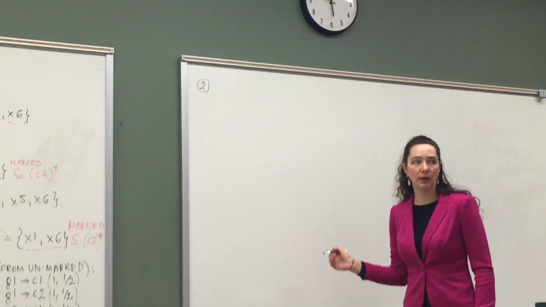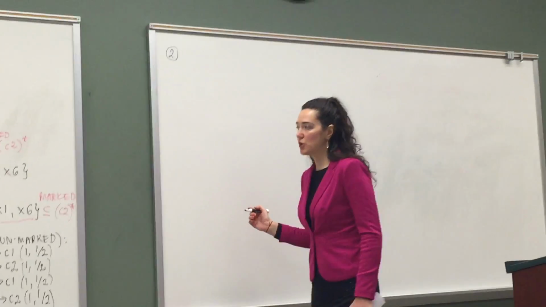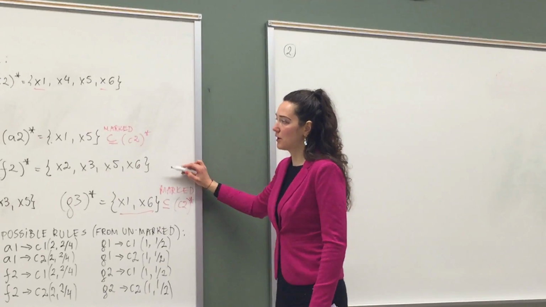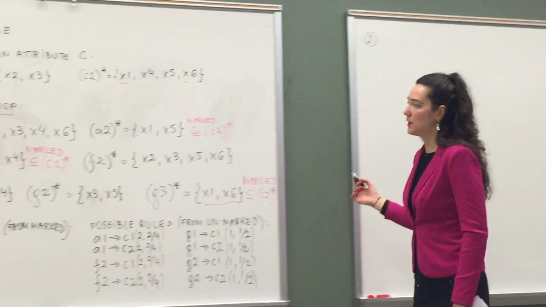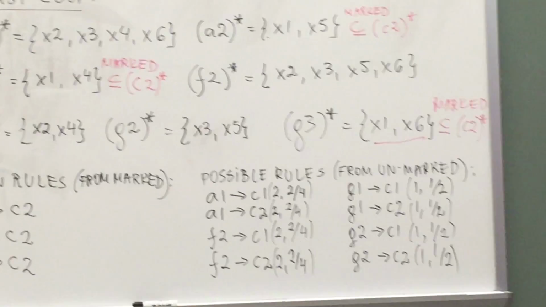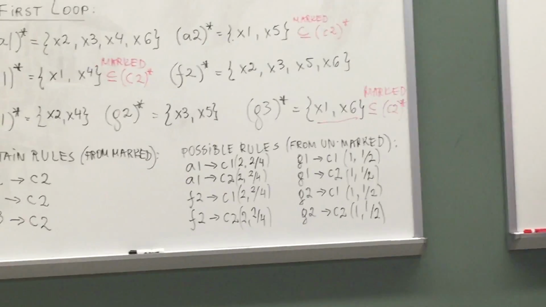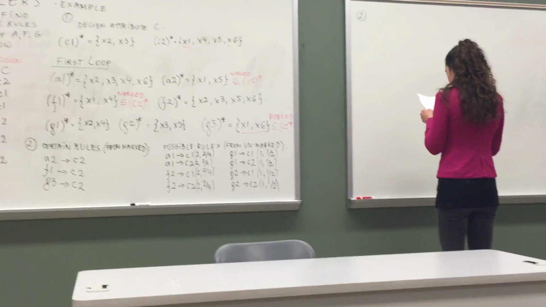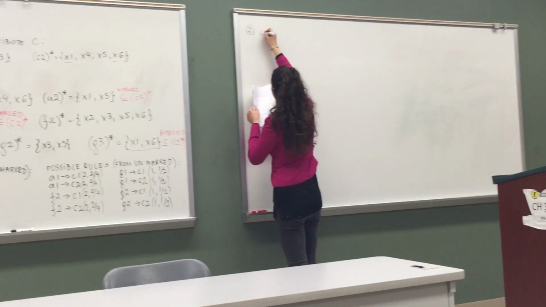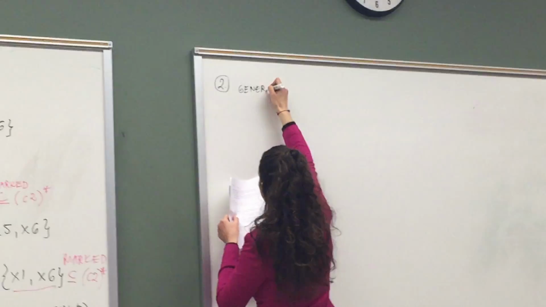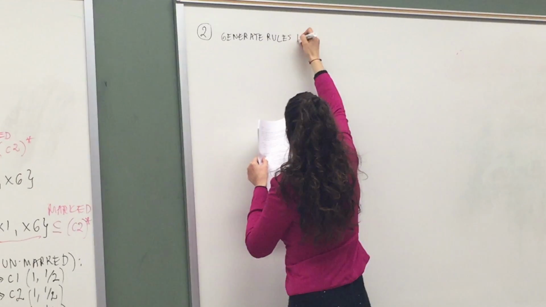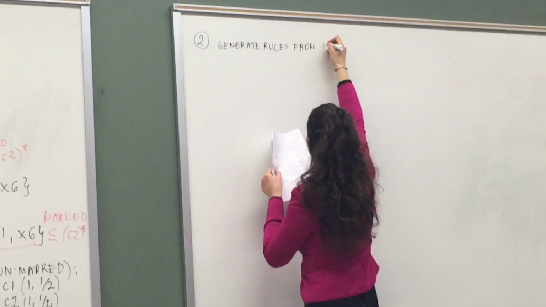Step 2, we go to a second loop, which means we will generate rules from the sets that we discovered in the first loop. We will take the unmarked sets, so generate rules from sets in first loop.